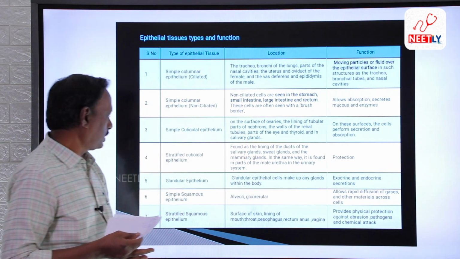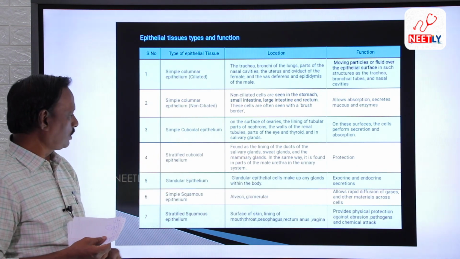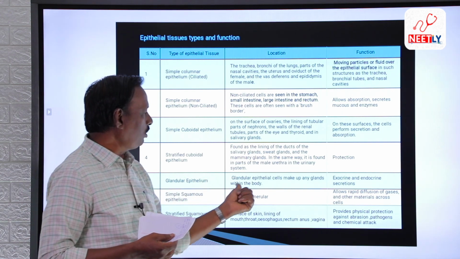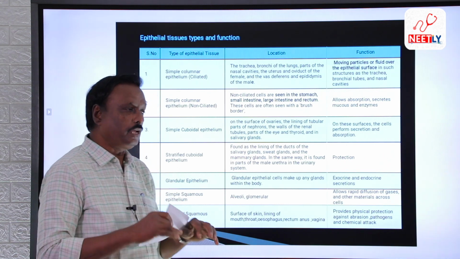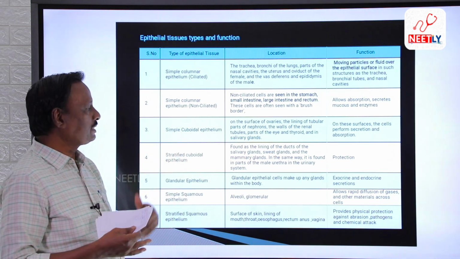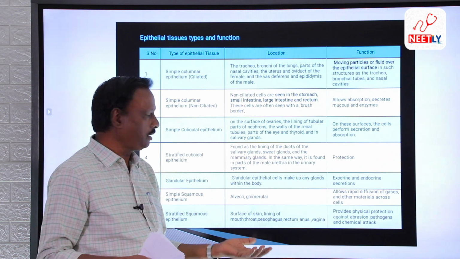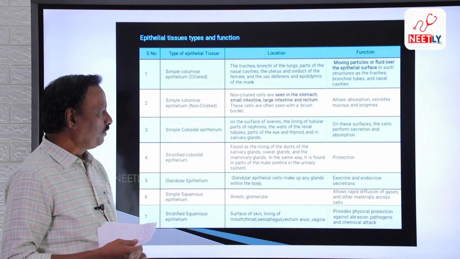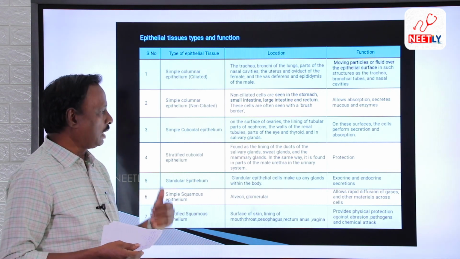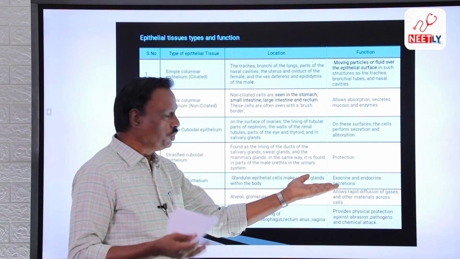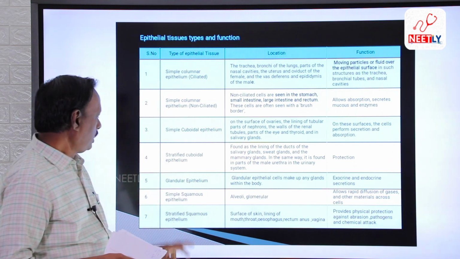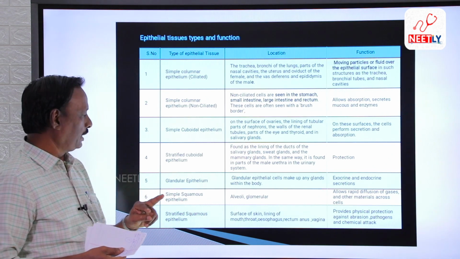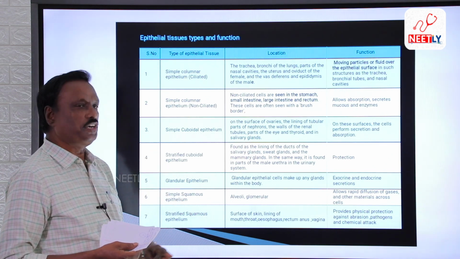They give some protection. Another epithelium, as the name itself indicates, is the glandular epithelium. This glandular epithelium is present in all glands, whether an exocrine gland or an endocrine gland. It is lined with glandular epithelial cells which secrete hormones, enzymes, mucus or any such secretions. Then the squamous epithelium: there are two kinds of squamous epithelium, and they have different functions also.